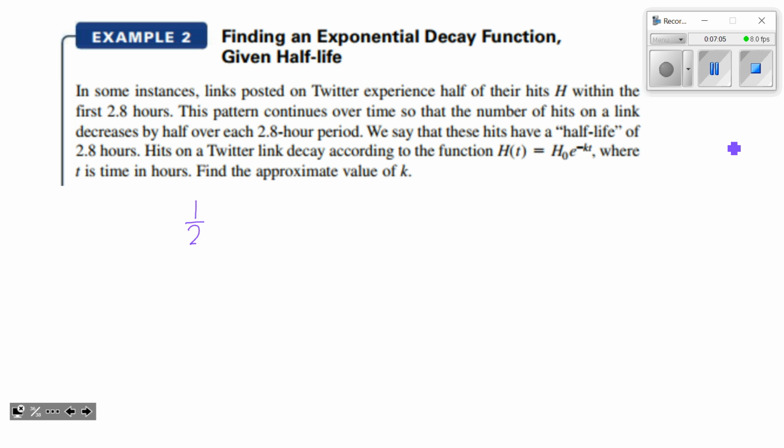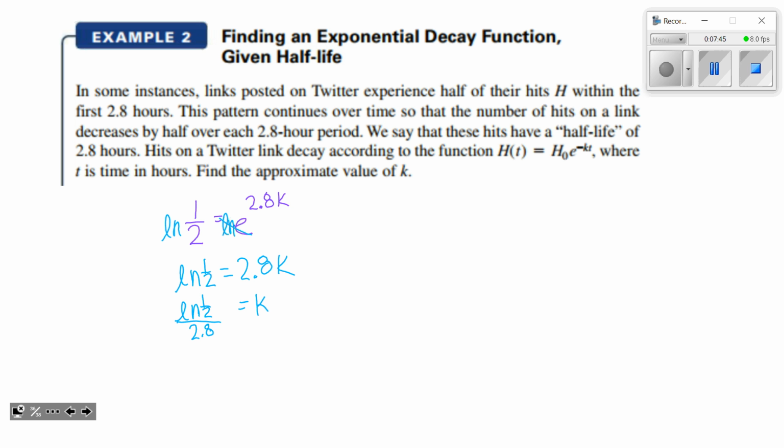So we'll start with 1/2. It literally says half of its hits in the first 2.8 hours. So this is the half-life, equals e to the power of k times t. And we know that it takes 2.8, so that's our time, 2.8. And we need to solve for k. So we're going to clear out e with ln. You're probably noticing a pattern by now. So I have ln of 1/2 equals 2.8 k. So if I solve for k, k is ln of 1/2 divided by 2.8, whatever that number is.